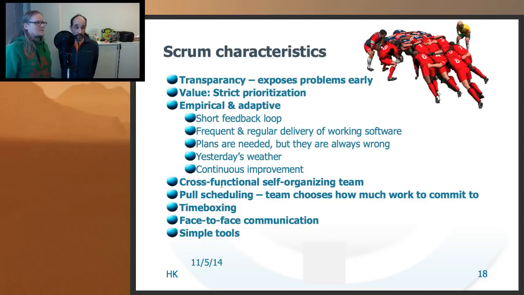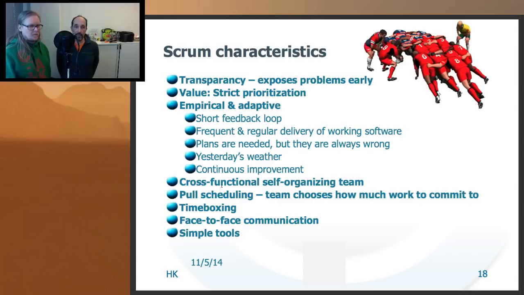And there's one thing that we didn't have in the previous slide, which is pull scheduling. Team chooses how much work to commit to. The customer, or a guy called product owner, we'll talk more about that later, prioritizes the most important features or user stories, but then the team chooses how much of that they take for the next iteration. This is because the team is the best expert on understanding how much work they can crunch.